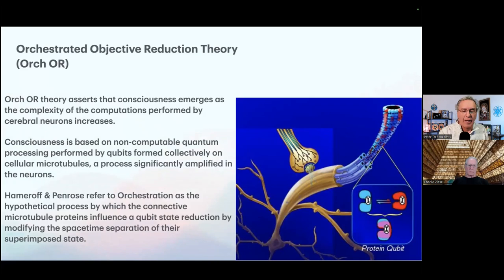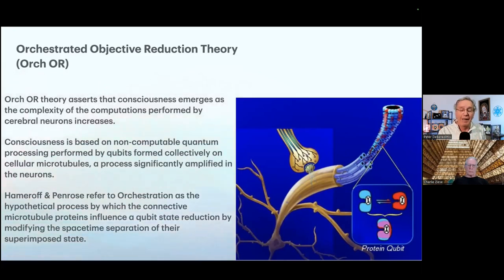Okay. Now, this is the key. That expression, they call it orchestration. And it's the hypothetical process by which the connective microtubule proteins influence a qubit state reduction by modifying the space-time separation of their superimposed state. Now, this is where it gets really crazy. So they're talking about a superimposed state. This is the difference between classical computation that's mechanical, you know, a switch is either on or off, right?